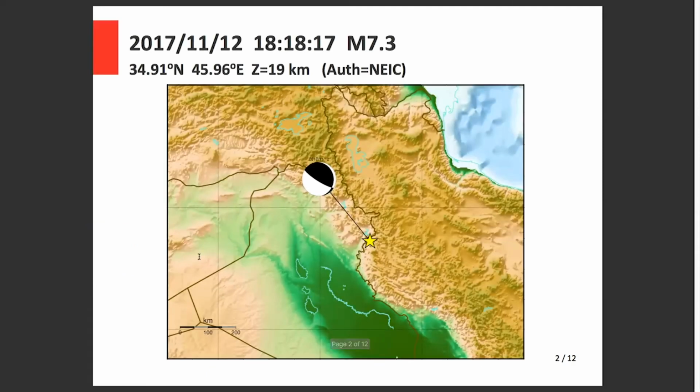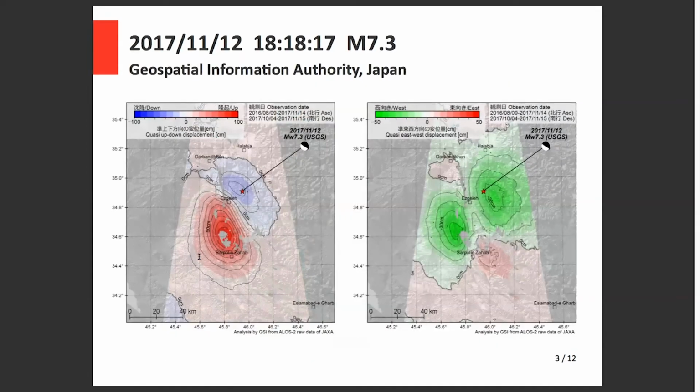The event had a magnitude of about 7.3, and this is the focal moment tensor result from the USGS. It has been extensively studied, and Rob Miller showed us some of the results. So we decided to go with an event that has been studied so we could have a good feeling for what our results should look like.